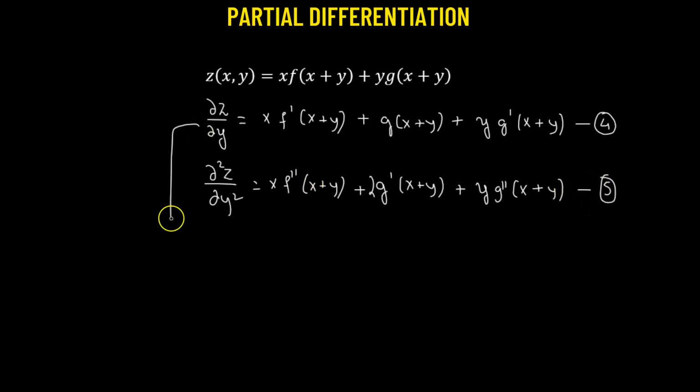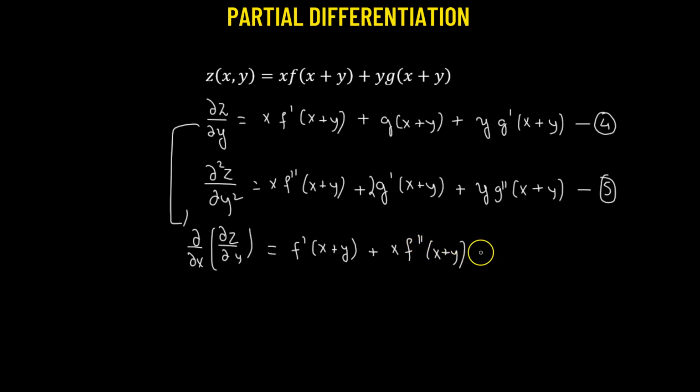We'll use equation number 4, where we have the partial of z with respect to y. We'll again take its partial derivative with respect to x. So this is going to give us f prime of x plus y plus x times f double prime of x plus y plus g prime of x plus y plus y times g double prime of x plus y. So this will be number 6.